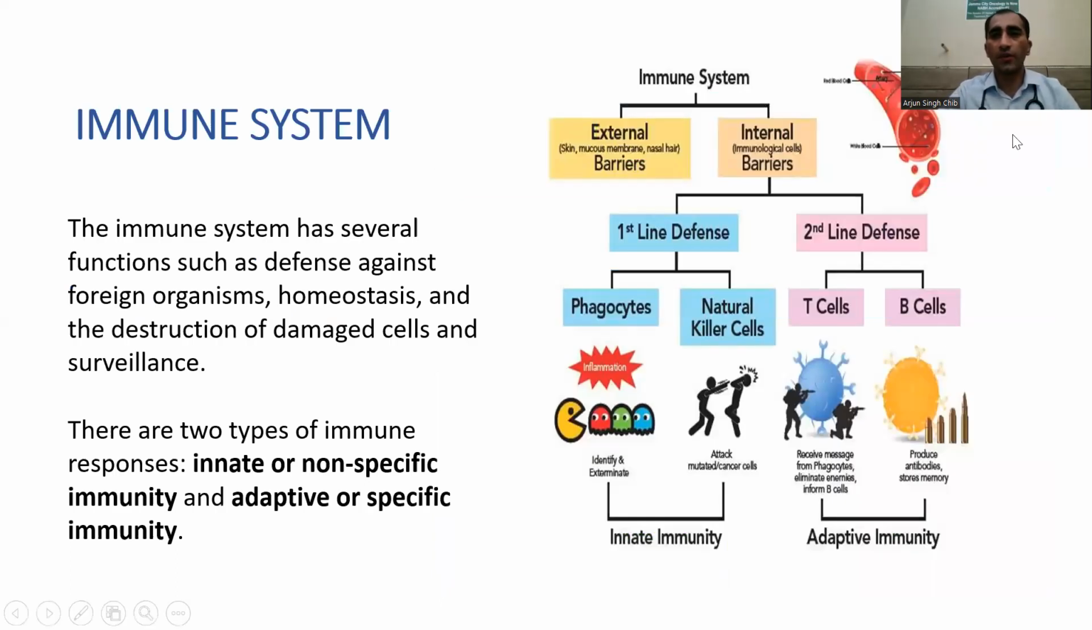Basically, if you look at the immune system in the body, what is it? There is the external immune system, which is like skin, mucous membrane, and nasal hair. These are external barriers. This hair is also a barrier.